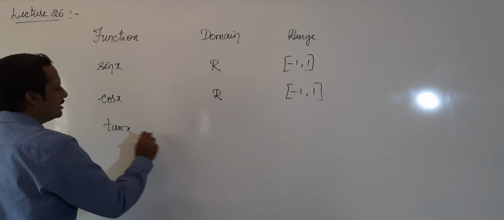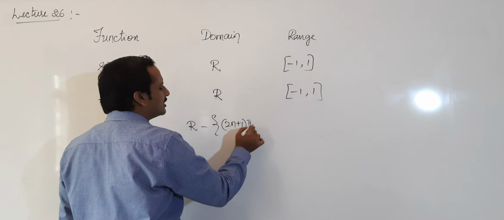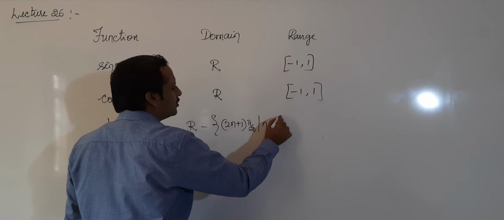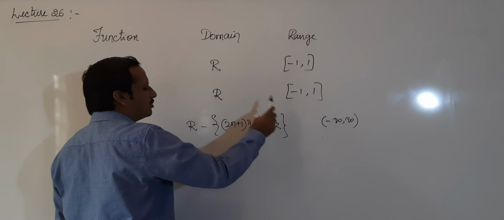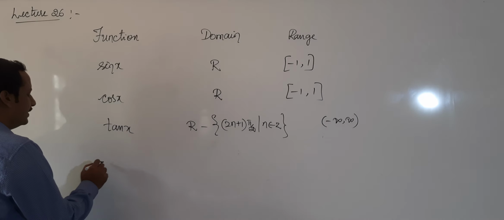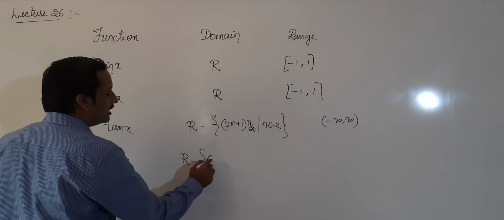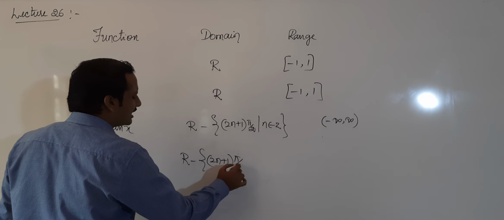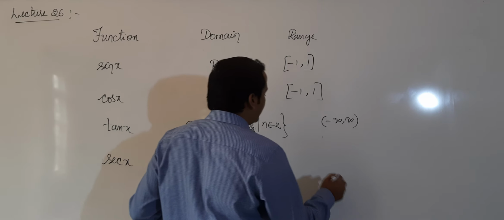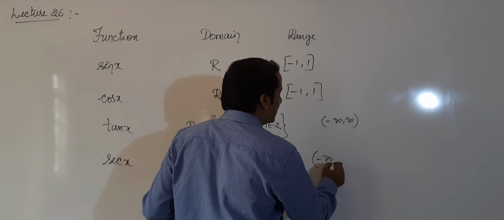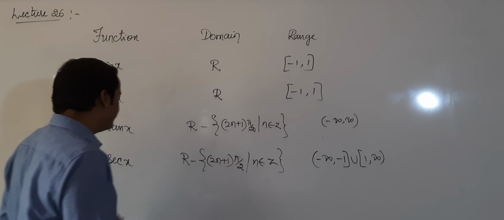For tan x, the domain is the set of all reals except the odd multiples of pi by 2. The range is minus infinity to plus infinity, which can also be written as R. Okay. Then secant x: for secant x also the domain is the set of all reals except the odd multiples of pi by 2. The range is minus infinity to minus 1 union 1 to infinity.